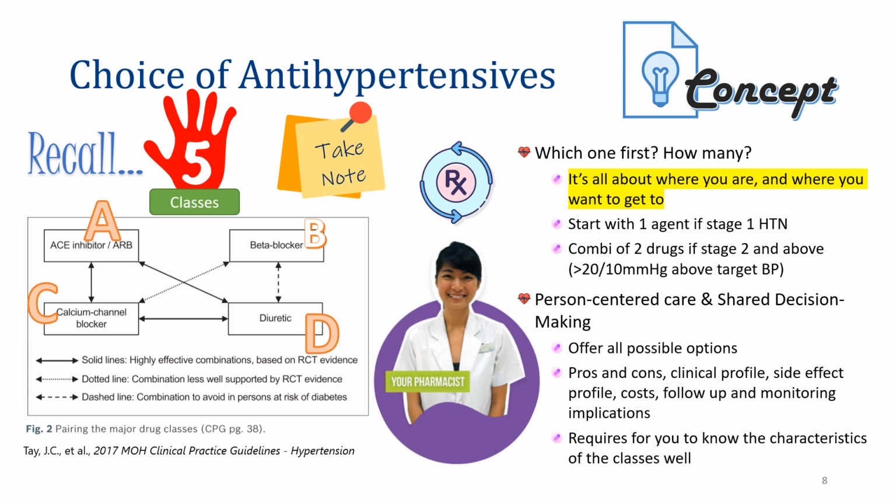Now, the other thing I wanted to stress is the importance of the pharmacist in person-centered care and shared decision-making. It is critically important as a pharmacist to offer all possible options, and in this case, we're talking about A, C, and D. We should be very familiar with the pros and cons, the clinical profiles, side effect profiles, cost, follow-up, and monitoring implications. So it requires for you to know the characteristics of the classes very well.